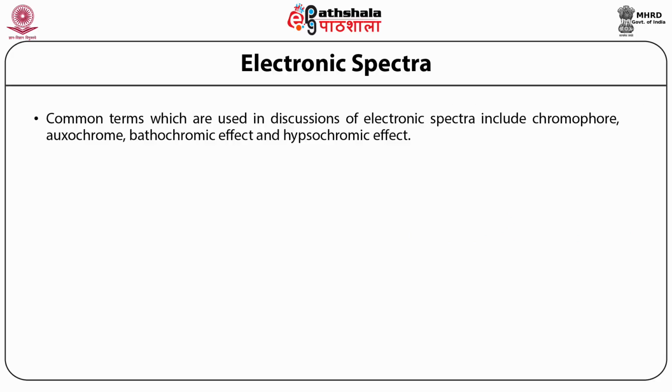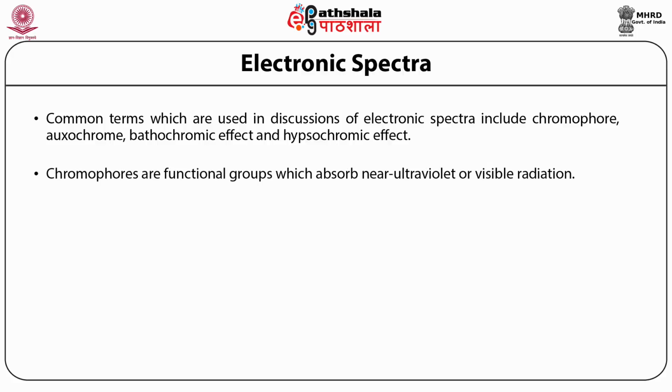Common terms which are used in discussions of electronic spectra include chromophore, auxochrome, bathochromic effect, and hypsochromic effect. The first two terms apply to the wavelength region near and above 200 nanometer and were introduced before the relatively recent interest in far ultraviolet studies. For our purposes, the definitions are useful because we will discuss electronic transitions only in the wavelength region near and above 200 nanometer, which is the lower wavelength limit of common commercial ultraviolet visible spectrophotometry.